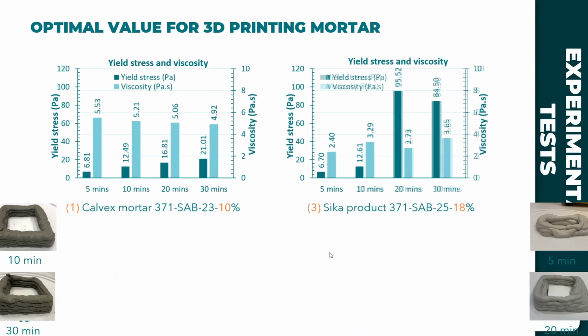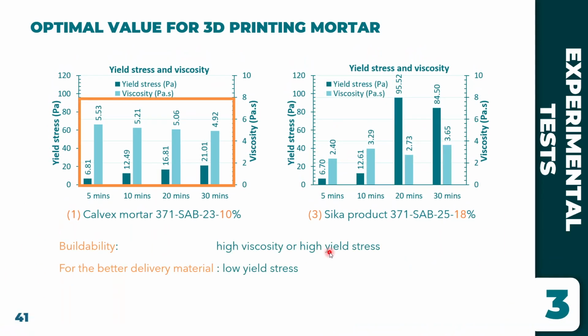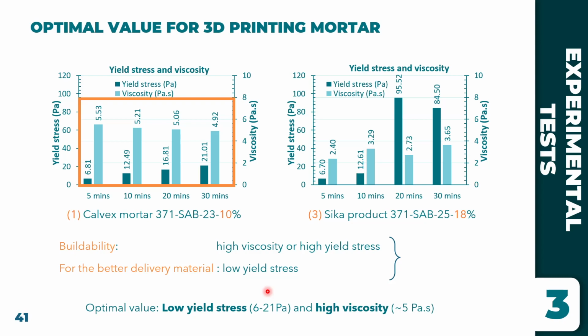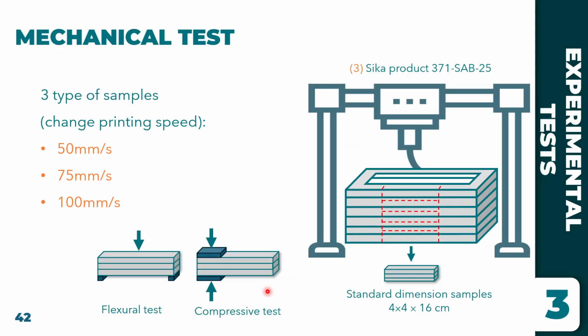So I can get a conclusion here that for buildability we need high viscosity or high yield strength. But for better delivery of the material inside the pipe, I need low yield strength material. So combining the two of them, I have the optimal value, that is low yield strength between 6 to 21 pascal and high viscosity around 5 pascal second.